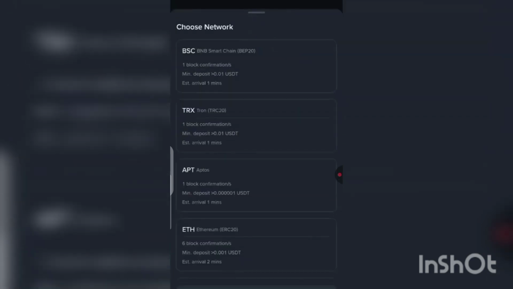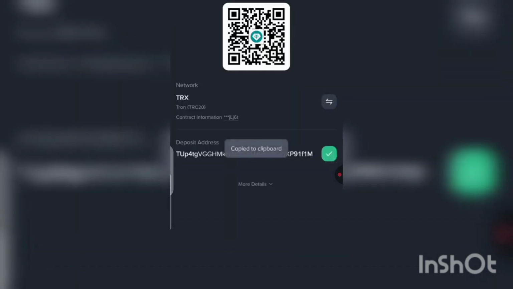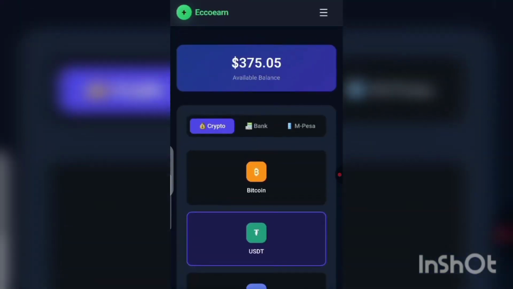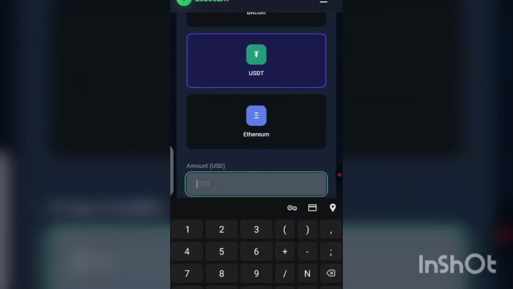Very, very powerful. I'm going to be copying my address to make a withdrawal. You can see it doesn't take much time. This is what I love about it: it's automated. The trade is automated. Deposit and withdrawal are also automated. Once you send money, it reflects, and immediately you make a withdrawal, it takes some seconds to arrive.